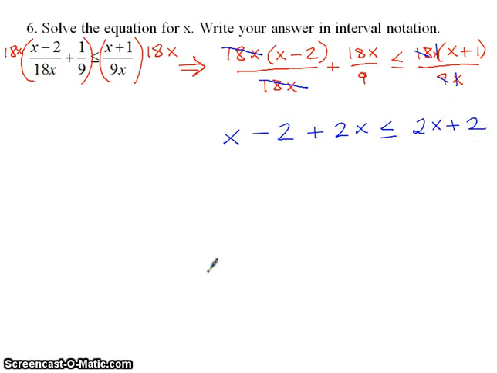And at this point, we need to solve, and we will get x is less than or equal to 4, which means that we're going from negative infinity all the way to 4, including the 4.